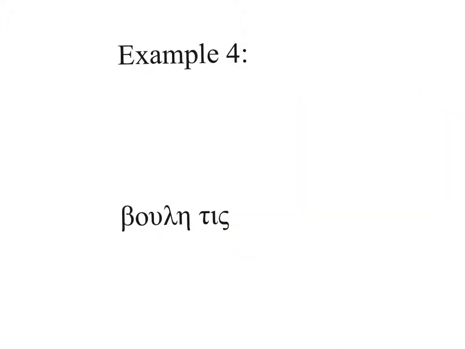Example 4, boule tis. Okay, so our first shot is that we have to figure out the accent of boule because tis is our enclitic. So let's refresh our memories. How is boule normally accented? Like this, boule, boules, hey. Okay, so let's take a look at our accent rules.